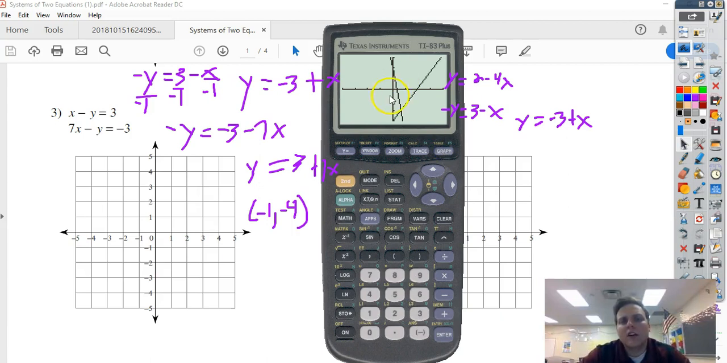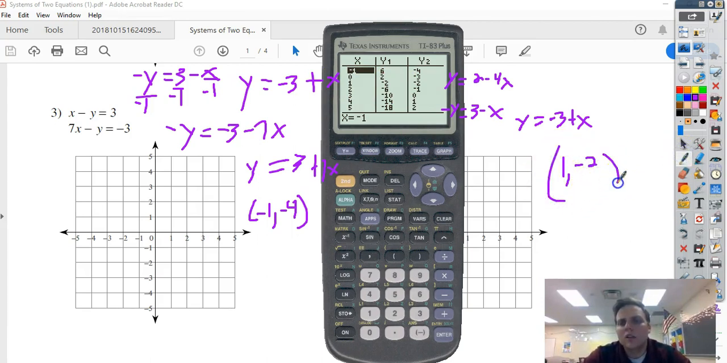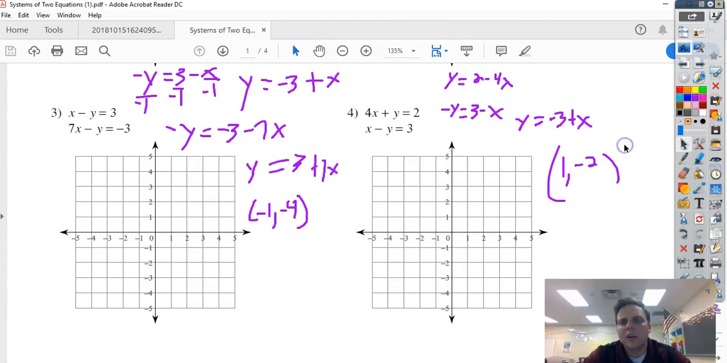So it looks like they're crossing somewhere between 1 and 2, or right around 2, maybe right around 1, so let's go look. 1, negative 2, negative 2. So when x is 1, both y's were negative 2, so that's where they're crossing. They're crossing at the point 1, negative 2. Bam, that's my answer.